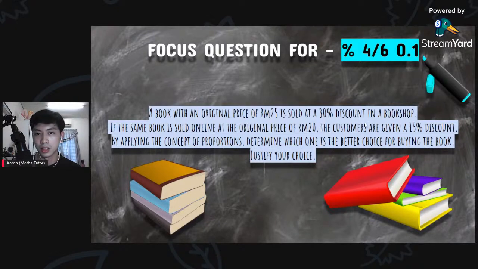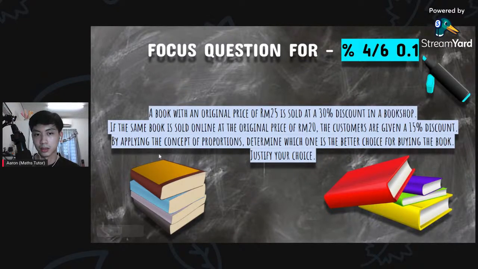Other discount 30%, the bookstore. This one is at the bookstore. So if the same book, buku yang sama, is sold online at the original price of 20 ringgit, this one is sold online, and this one is sold at a bookstore. So sold online is 20 ringgit, and the customer is given 15% of a discount. So applying the concept of proportion.